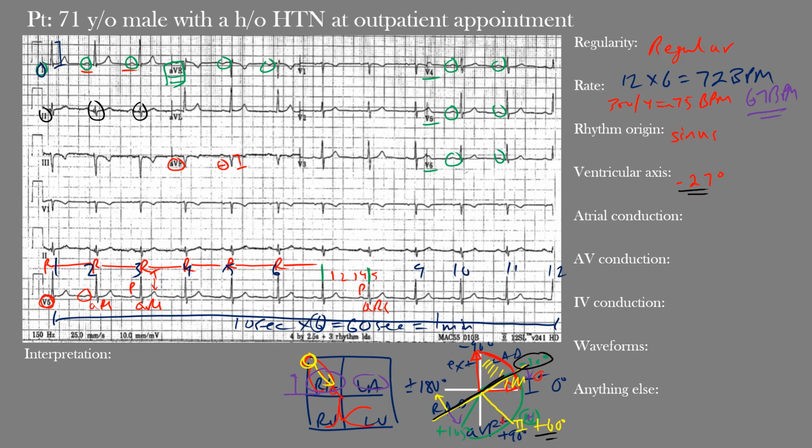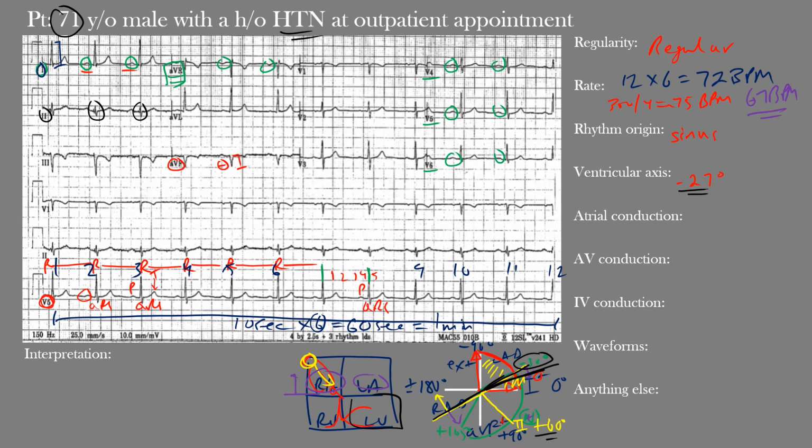Negative 27 degrees would be about right here, which you can see is somewhat in our normal region. And remember, as we get older, our patient here is a 71-year-old male with hypertension. So with hypertension, there is possible left ventricular hypertrophy, because the left ventricle has to overcome that additional pressure getting blood out through the systemic circulation. It will get bigger, hypertrophy, and shift the axis more leftward.